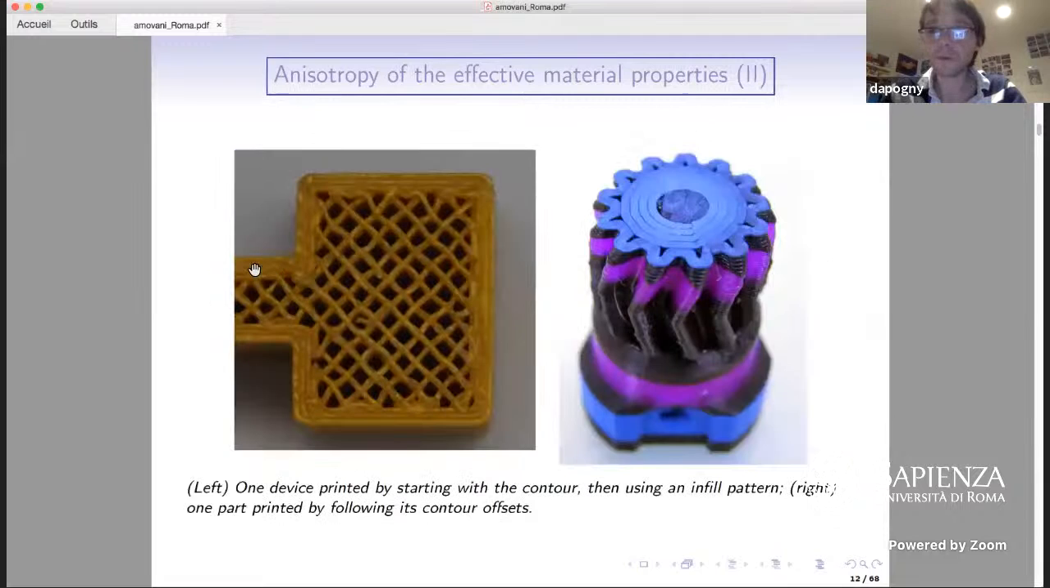So here are two examples, for instance. This is a typical pattern for assembling each 2D layer in a FDM process, in a material extrusion process. First, the contour of the layer is carefully printed by several layers of material that you can see here. And then the infill is built by using a raster with a predefined orientation. Here is another pattern for printing a 2D layer. First, you print the contour of the layer, and then you go over all the layer by following the contour offsets of the shape.